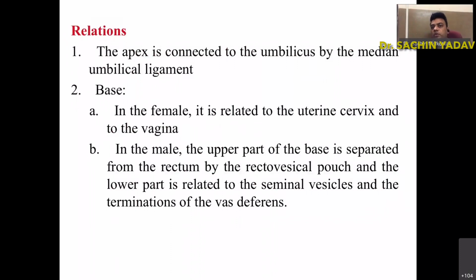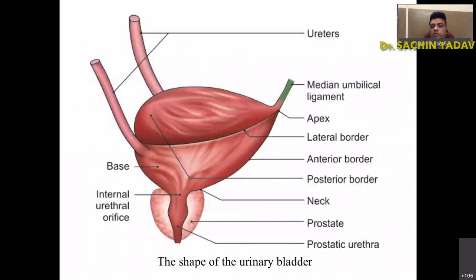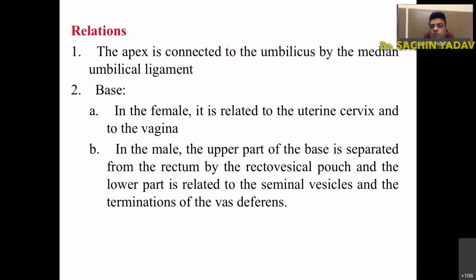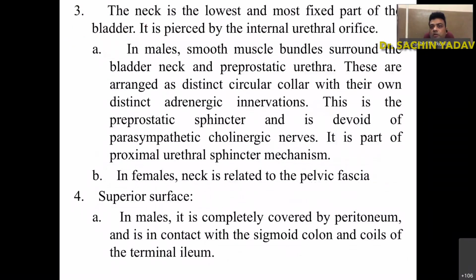And the base, in the female, is related to the uterine cervix and upper part of the vagina, and in the male, the upper part of the base is separated from the rectum by the rectovesical pouch. The lower part is related to the seminal vesicles and the termination of the vas deferens. You can see here the seminal vesicle on the posterior surface, and toward the inferior side you can see the neck.